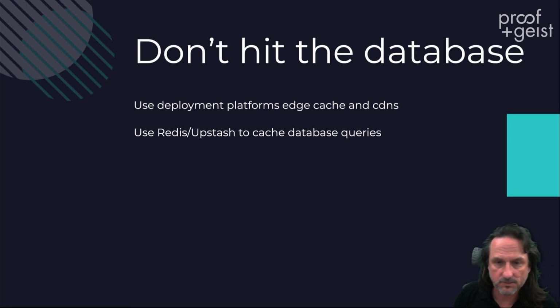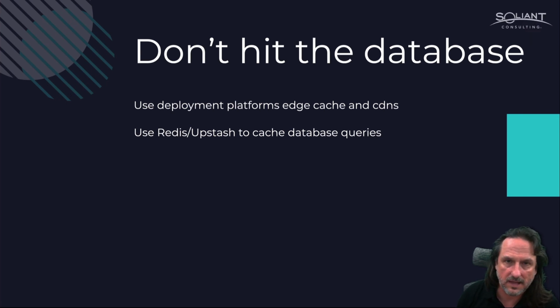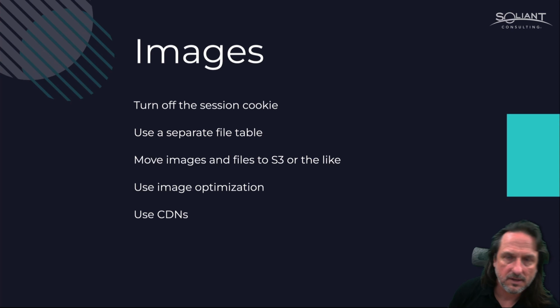Don't hit the database, as we talked about over and over again. Use these deployment platforms and the infrastructure they provide to keep the data out there in the cloud and to limit the number of requests that actually hit your database. And you can also use something like Redis or Upstash to cache individual queries that you're making to your database for the same purpose. Images.